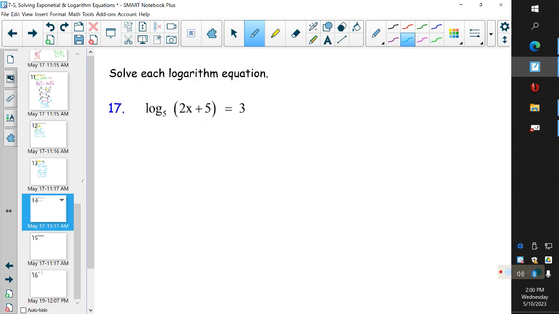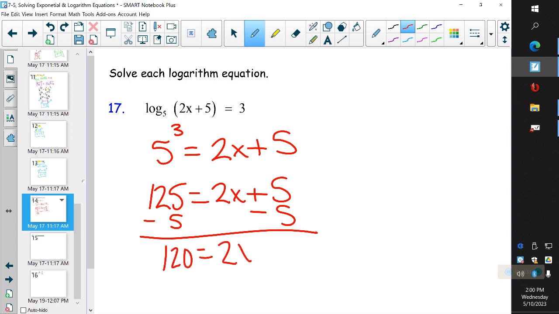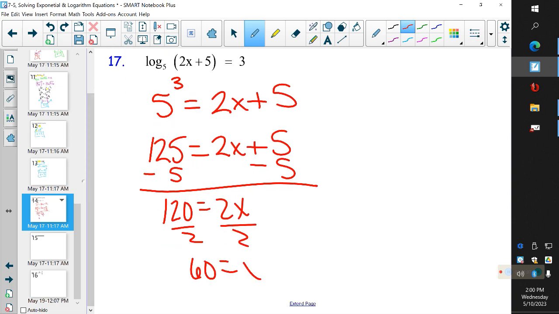Number 17. Well, I now have a logarithm base 5. So we are going to go ahead and we're going to rewrite this as an exponential. My base is 5. Go across, grab the exponent, and that is equal to the chunk of 2x plus 5. 5 times 5 is 25, times 5 is 125, is equal to 2x plus 5. How do I solve this? Subtract the 5, and I get 120 is equal to 2x. Divide by 2. And you're going to get 60 is equal to x.